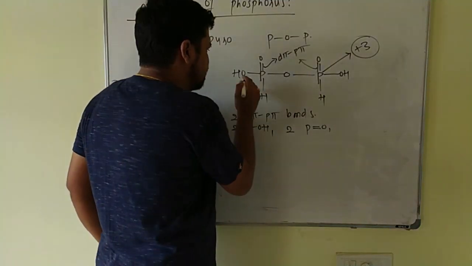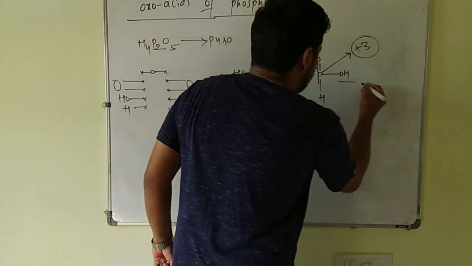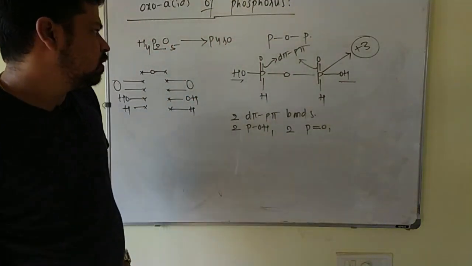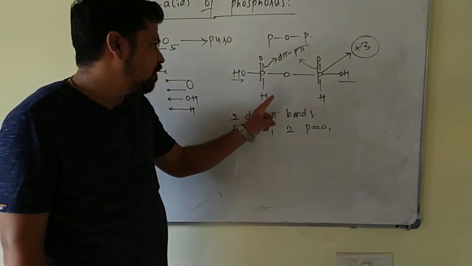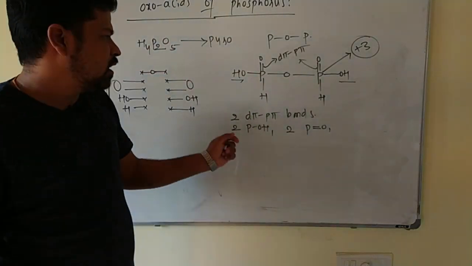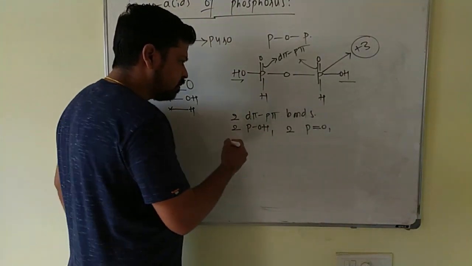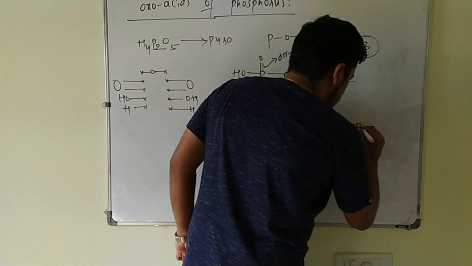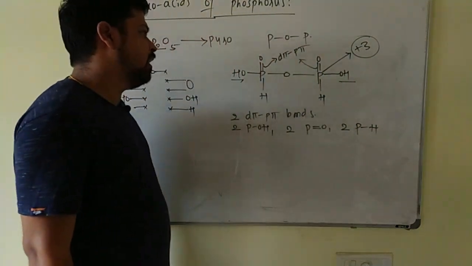And what is its basicity? 2 POH bonds are there. So its basicity is 2 here. And since it has 2 PH bonds, it also has reducing property. So it also has 2 PH bonds.